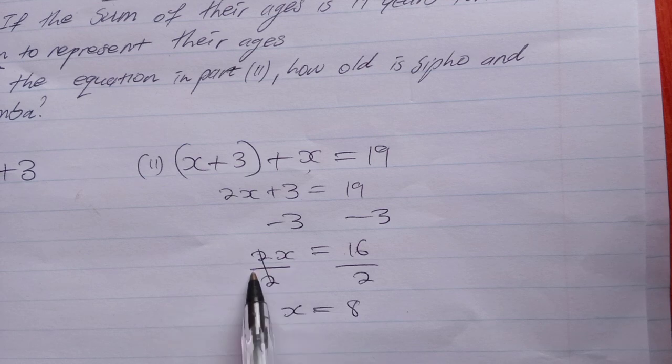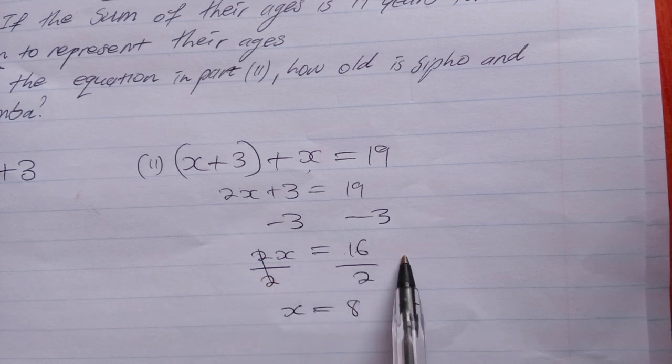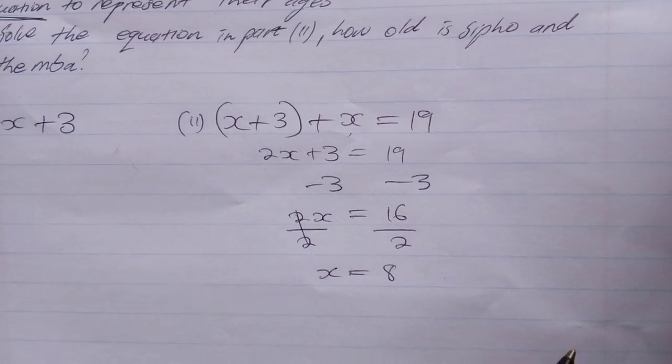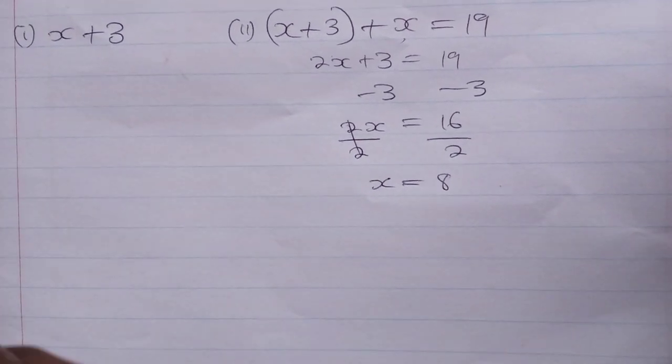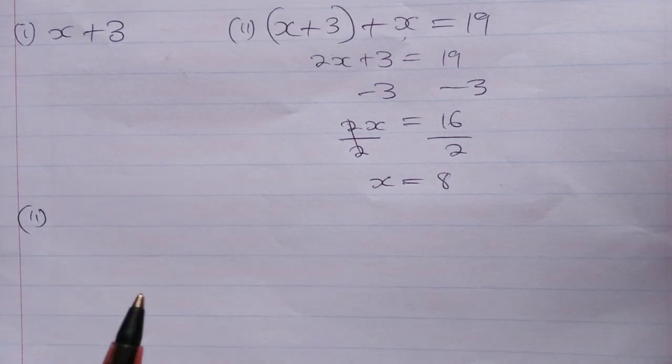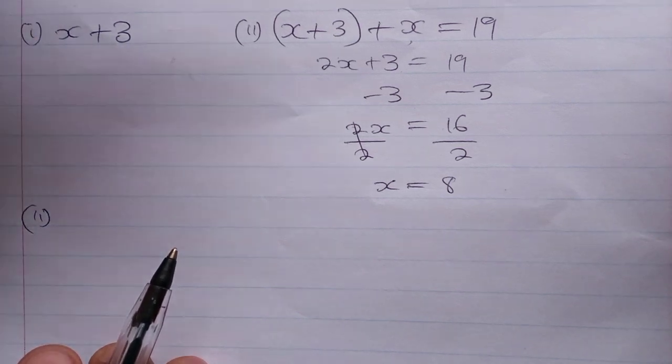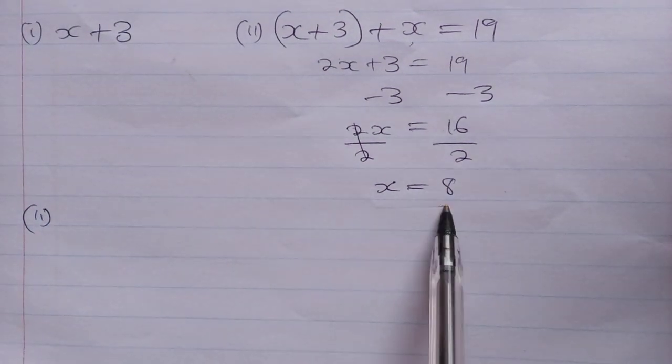So yes, 2x is equal to 16, divide both sides by 2, and you end up with x is equal to 8. We're good with that, right? And then when we get to the third portion, for us to deduce their ages, they're telling us we have to find out how old Sipo is and how old Temba is. They say Temba's age is x, so we already know that x is equal to 8.